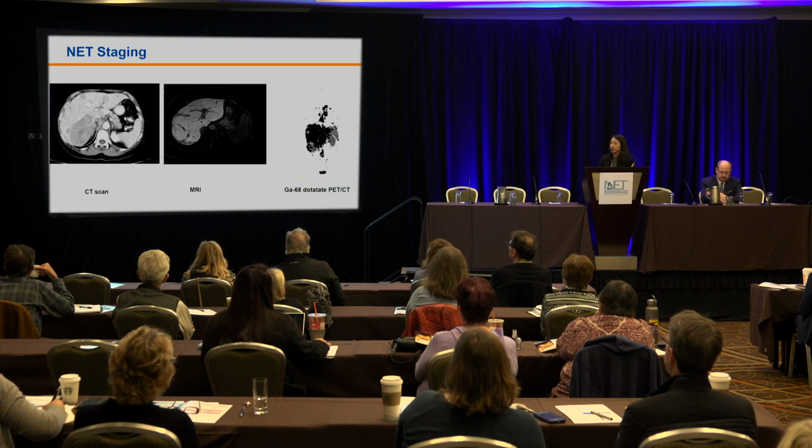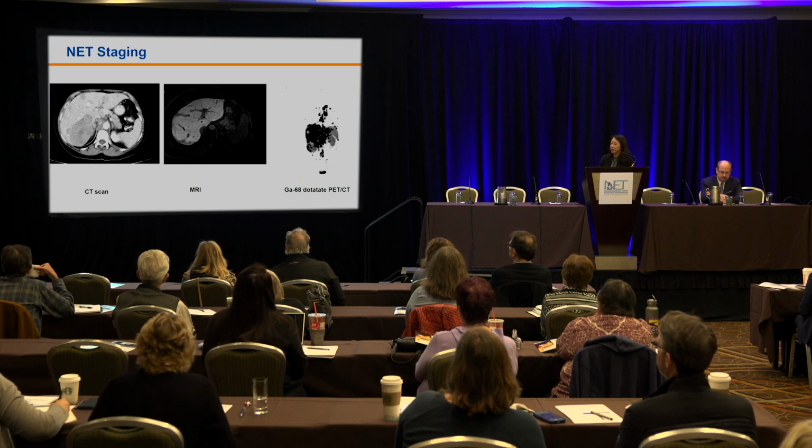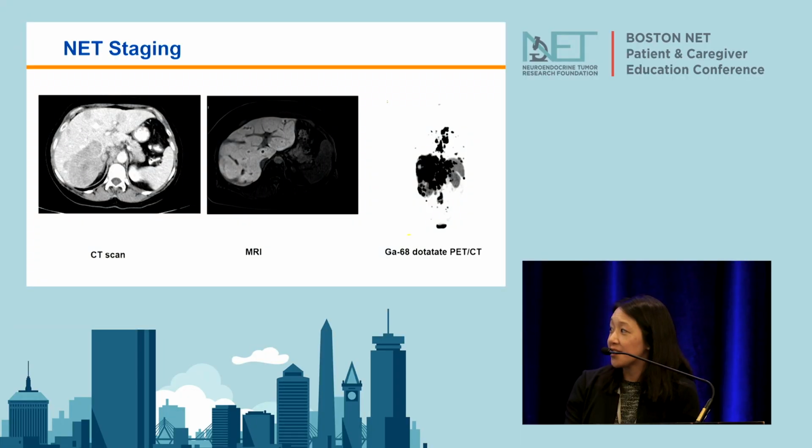So what I've shown here is just a few examples of the imaging that we use for part of the staging. A CAT scan on the left, MRI in the middle, and the nuclear imaging gallium-68 dotatate PET-CT scan on the right. And what you can see is that each imaging modality uses a different technique to find the tumors. The CAT scan and the MRI, just to orient you, these pictures are taken as if somebody is lying on a table, and these pictures are taken with sections. And the radiologist looks at each section to look for areas that might be tumor.